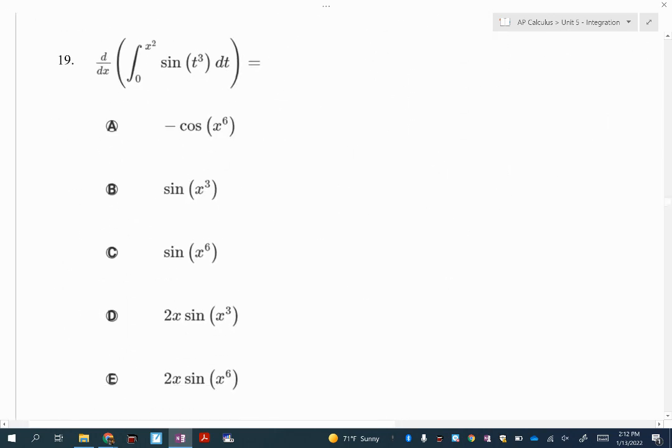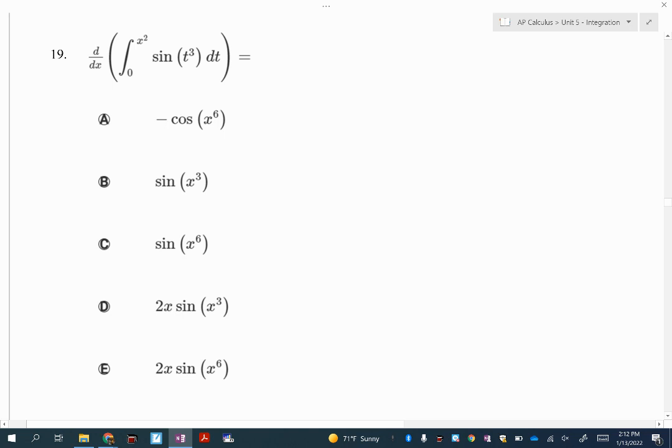Okay, 19. All right, we talked about this again with our fundamental theorem of calculus part 1, but if you take the derivative of an integral, right, those are inverse operations. So the only thing you have to do here is to replace this t cubed with that x squared. So I'm going to write the sine of x squared and all of that's cubed. All right, so it's going to be sine of x to the 6th power.